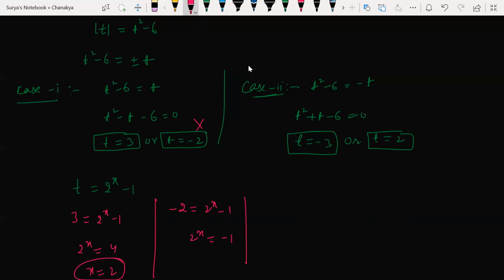Now, if t value is minus 3, minus 3 plus 1 is equal to 2 to the power of x. 2 to the power of x is equal to minus 2. Never possible. Never possible, guys. This is never possible. Okay.